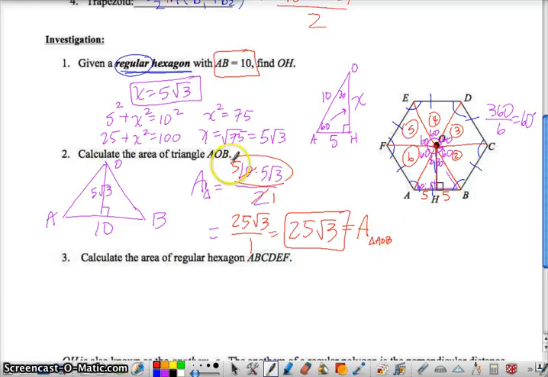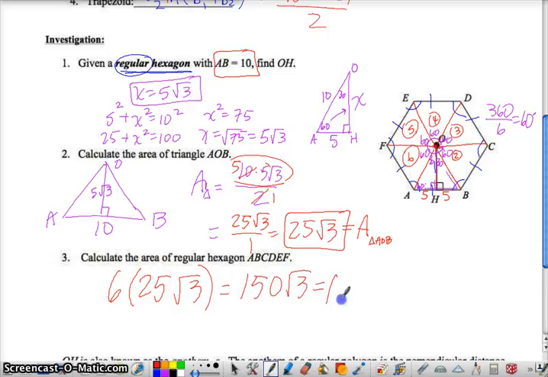So remember, when you're multiplying this, the numbers on the outside stay on the outside, the number underneath the radical stays underneath the radical. So this is the area of one triangle. But this regular hexagon has how many triangles that are identical to each other? It has 6 of them. So we're going to multiply 6 times the area of the 1, right? So 6 times 25 is 150. Those numbers are on the outside of the radical, so they stay on the outside. So there I have it.